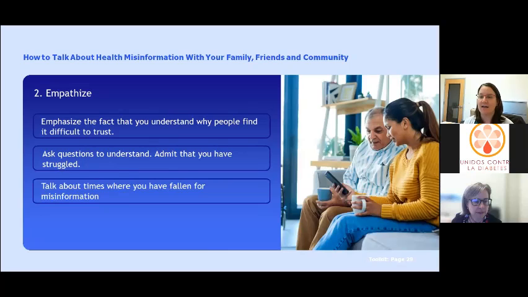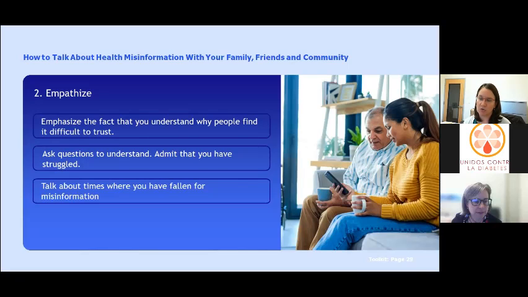The second recommendation is to practice empathy, to empathize. Emphasize the fact that you understand why people find it difficult to trust. Trusting is hard, and it's harder for some than others. So that trust factor, understanding and empathizing with that is important. Ask questions to understand. Asking people questions demonstrates that you really are interested in what they have to say. And I think Steph shared some examples in her own experience.